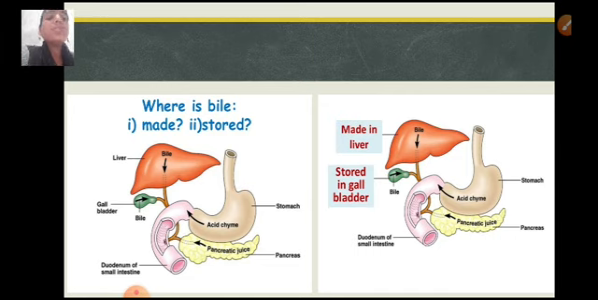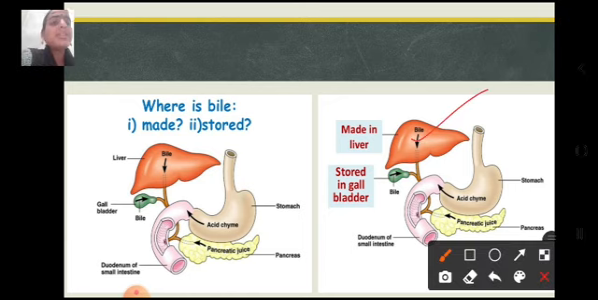The liver is, of course, the largest gland in our body. The bile is made in the liver. The bile will then flow into the gallbladder where it will be stored. Then the pancreas will also secrete the pancreatic juice. This pancreatic juice and the bile that is stored in the gallbladder will flow into the duodenum through a common duct. You can see this is the common duct here, and this is the duodenum. So bile is made in the liver, but it is stored in the gallbladder.